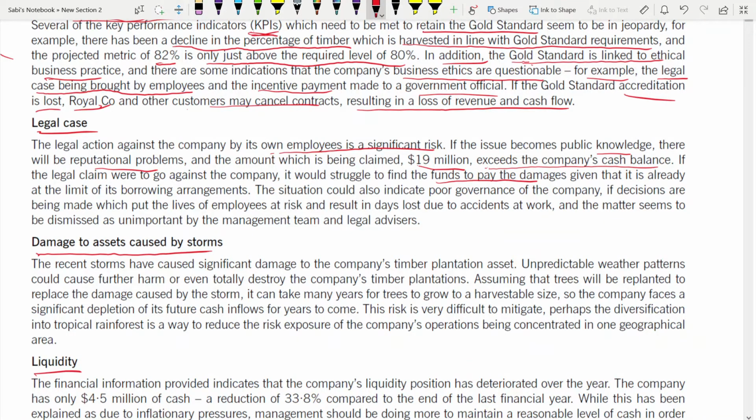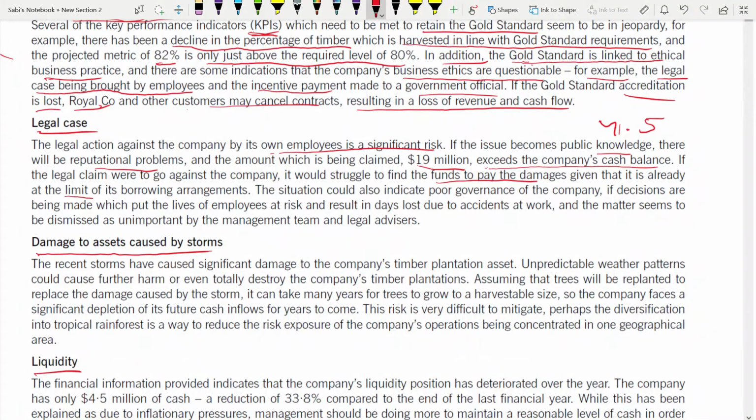So whenever you're talking about legal case, make sure you talk about that. When the claim goes against the company, what would be the damage? Okay. Here they will struggle because cash is 4.5 only and they have to pay 19. Where are they going to pay the extra amount? From where they're going to take it? So all these things you need to write in your answer. Okay. They will struggle to find the funds.